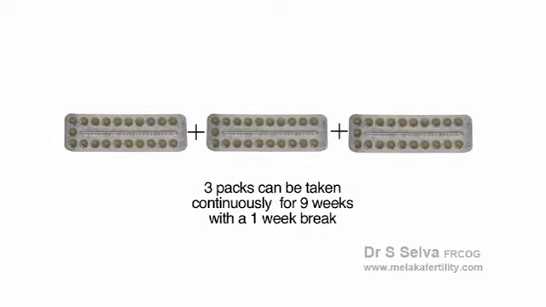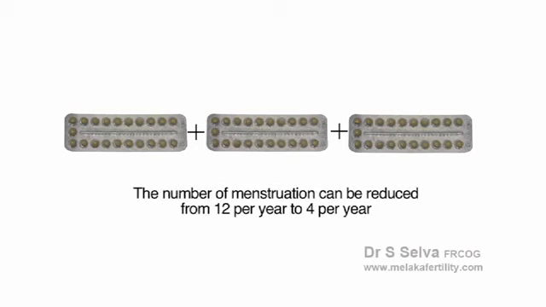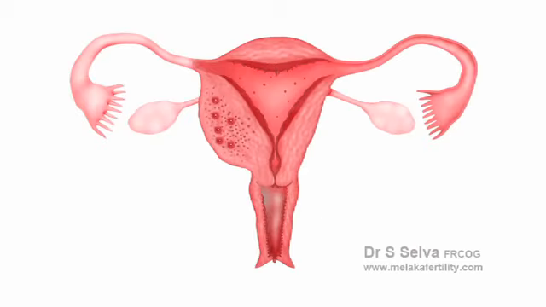However, 3 packs can be taken continuously for 9 weeks and then a break is taken for 1 week. In this way, the number of menstruations in a year can be reduced from 12 to 4, and so the number of episodes of pain can be reduced as well. Decreasing menstrual bleeding is believed to reduce the speed of growth of the adenomyosis.